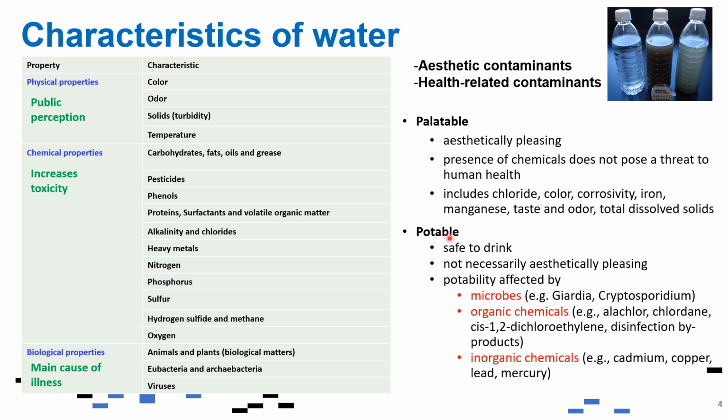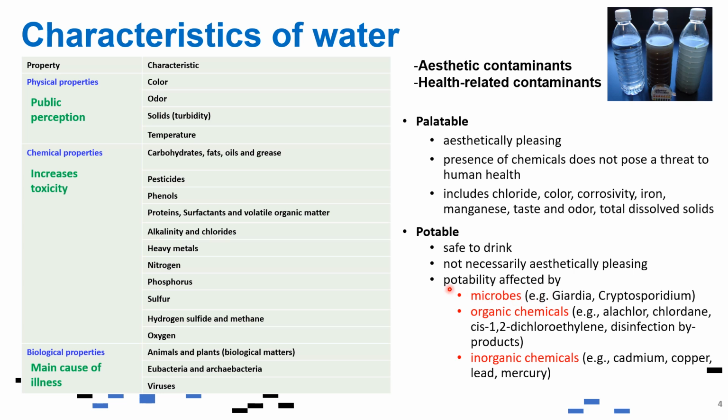So we can differentiate two types of water. One is potable, which is the A grade water, and one is palatable. In these two, potable is basically something that is safe to drink, regardless of whether it's not so clear. Sometimes there is water that is not too clear but is still safe to drink, not necessarily aesthetically pleasing. Sometimes you can still smell something, but it doesn't mean that it's not safe to drink.